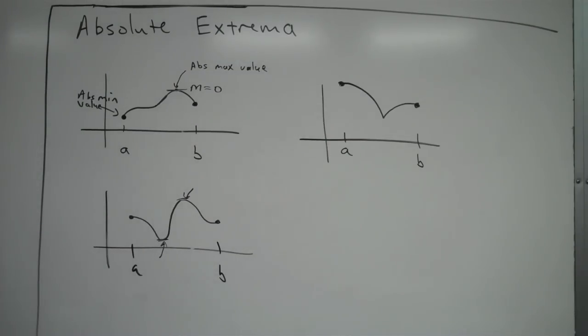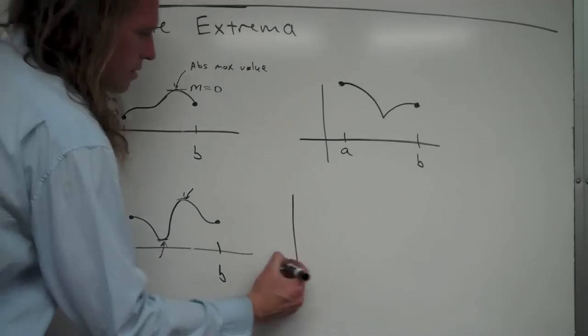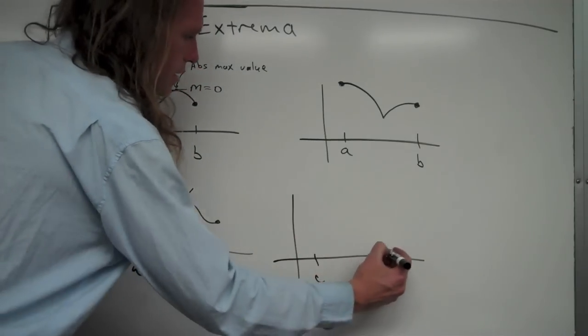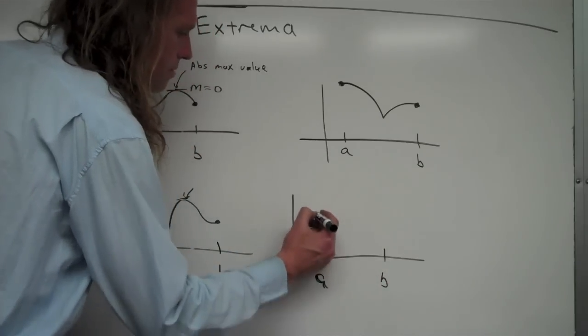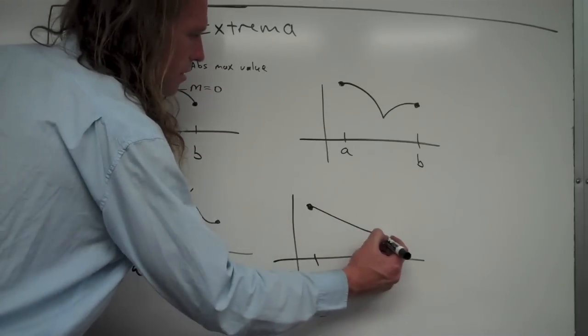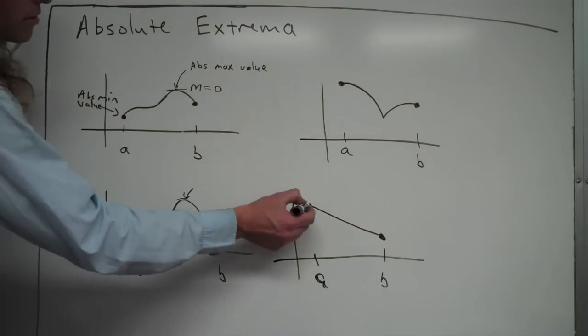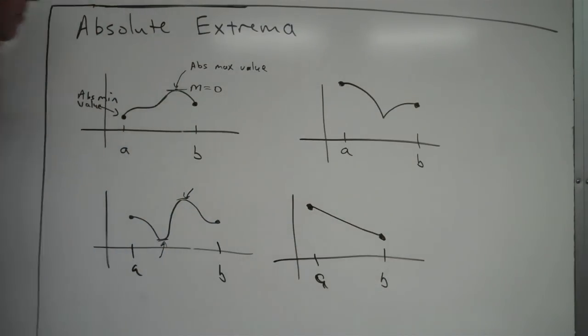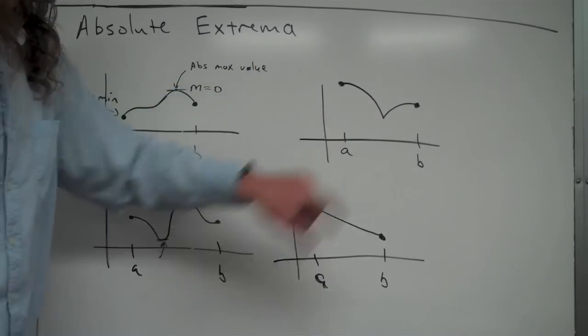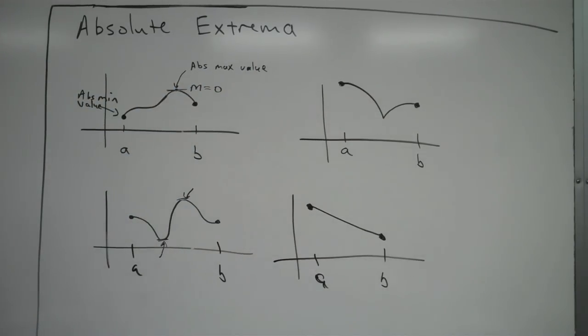You could also have it occur at just the endpoints. I could have something like this, where it starts at a, goes to b, starts here and goes down to here. There's the absolute maximum value and there's the absolute minimum value. But there's no way to draw it, if the function is continuous, where the absolute maximum does not occur either at an endpoint or where the slope is 0 or undefined. So with that in mind, let's look at an example of how we find absolute extrema.